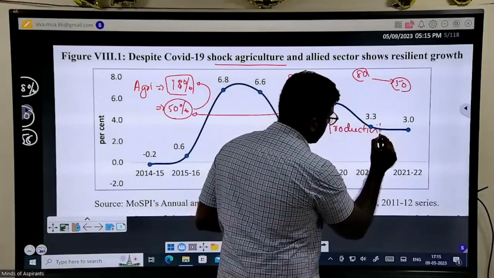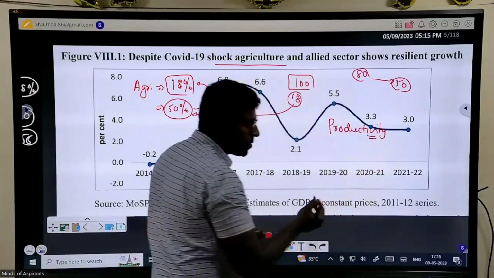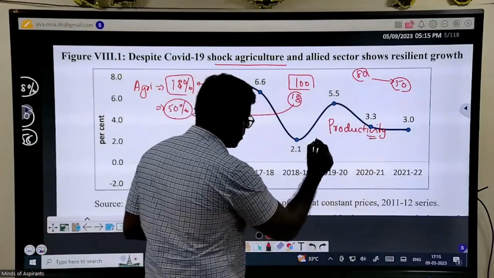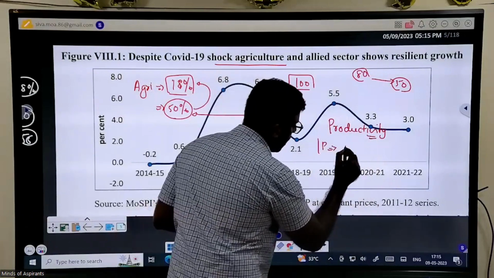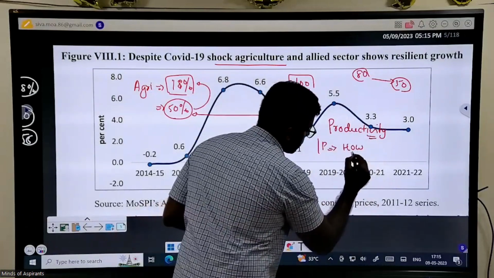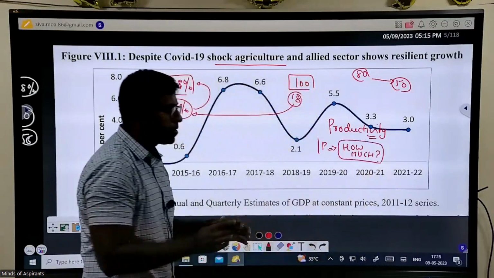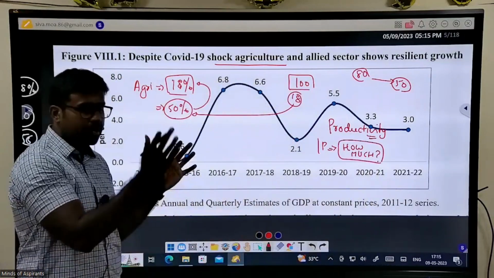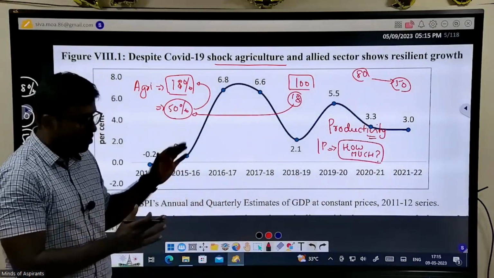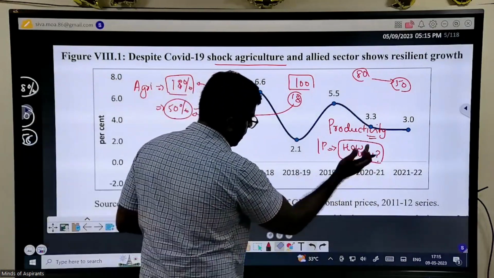UPSC, there is also one question, productivity. See, productivity means each person, one person contributing how much? That has to be increased. For example, 5 or 6 people dependent on a family is dependent on a small piece of land, that is not going to amount to very much.